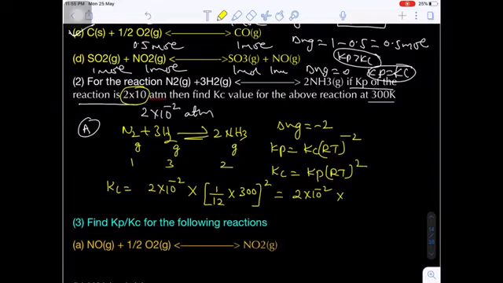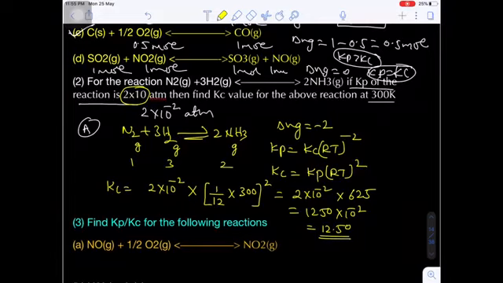Okay, 3 table 3 4s are 3 100, 100 by 4, that is 25, 25 whole square is 625. That is it, 1250 into 10 raised to minus 2. Are you getting my point? That is the answer, 12.50. This is the Kc value.